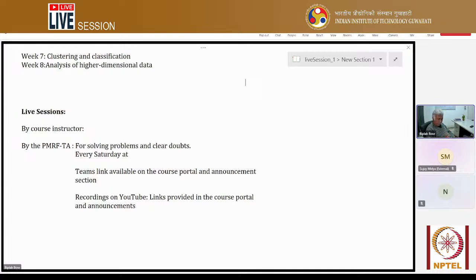So please join them. And all the details about those live sessions, how to join, where you can get the recorded live sessions on YouTube, and the schedule of those live sessions, everything is available on the course portal on the announcement page, as well as there is a separate tab where you can go and get an Excel sheet where all this detailed information is there. So I must insist that please join this.